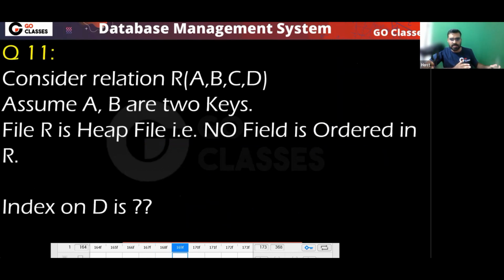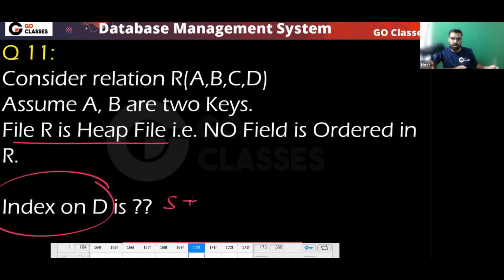Now tell me about question number 11. What will be the answer? Your file is a heap file. Your index is on D. That is your SI on non-key. So this will be your answer: SI on non-key, right? So far, a total of 11 questions are done.